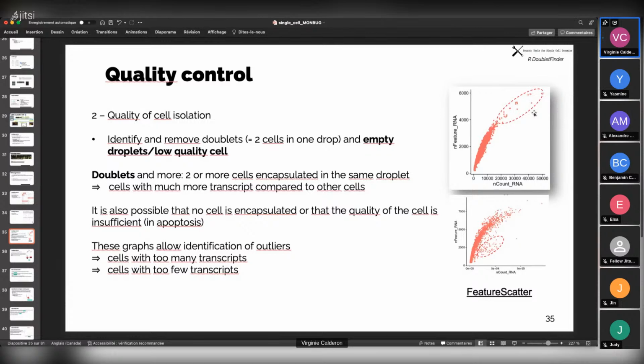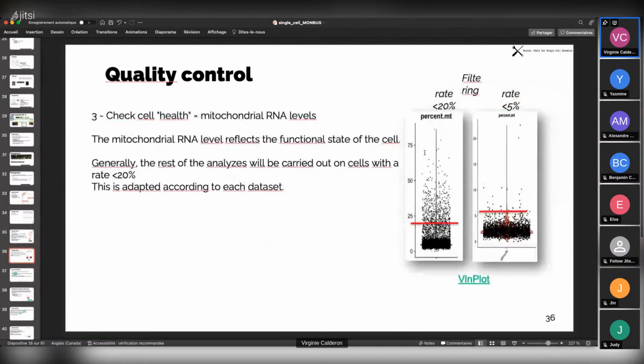You can do it with just some plots using the FeatureScatter function in R, or you can use tools. I never use them, but I know there are available tools to detect such outliers. So the idea here is to detect either empty droplets, low quality cells, or doublets. So it is really important to do these graphs at the beginning of the analysis.